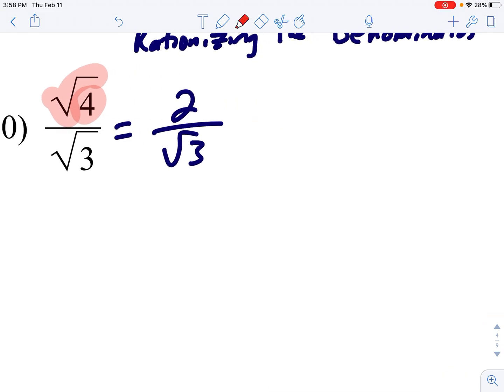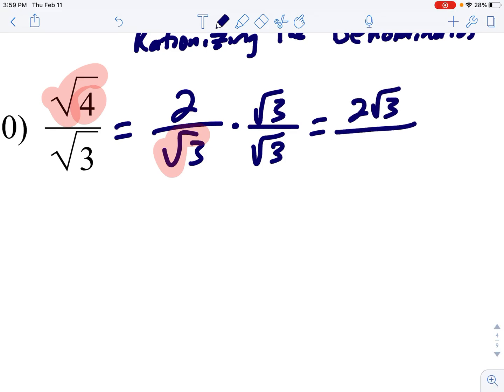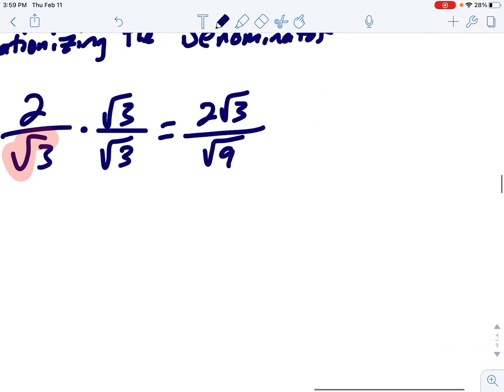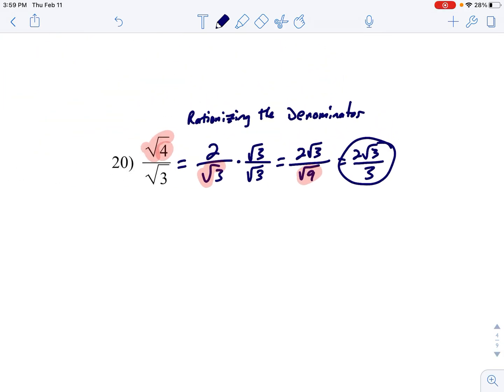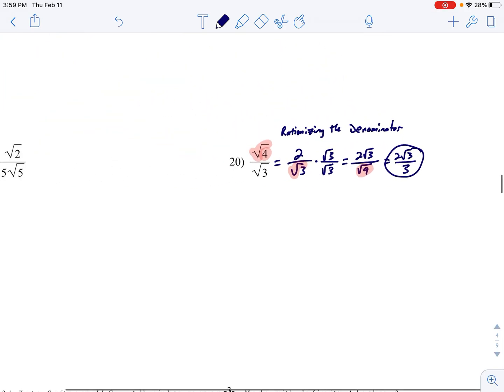Now, we get into the dividing. We've got a square root in the denominator. You need to multiply it by itself, square root of 3. But you also have to do the top. So 2 times square root of 3 is 2 square root of 3. On the bottom, square root of 3 times square root of 3 is square root of 9. And this is a square number, which means you can simplify it. What's the square root of 9? 3. So 2 square root of 3 over 3 should be the answer.